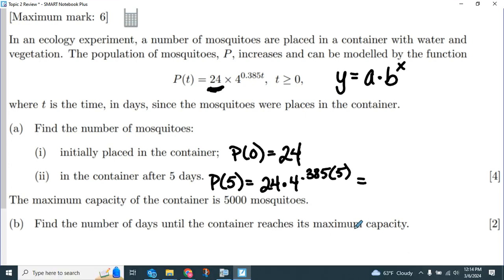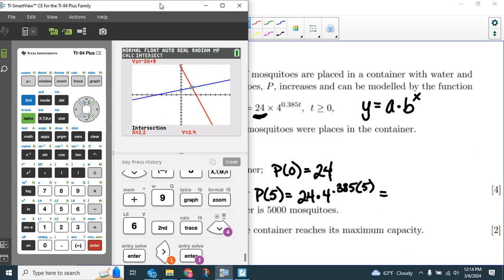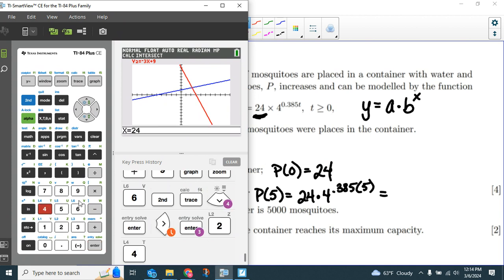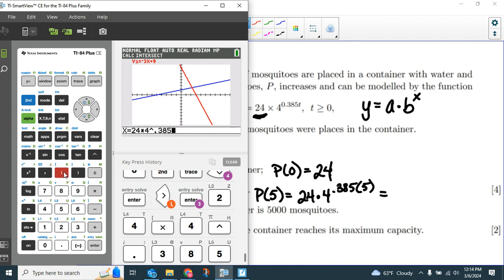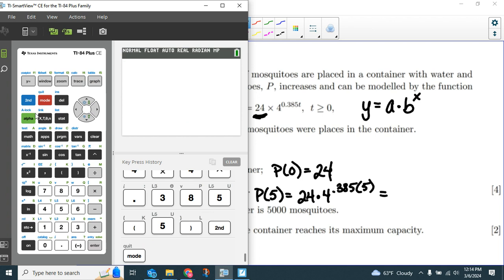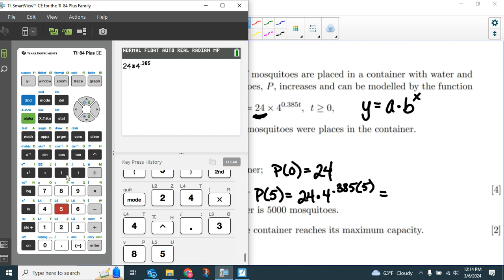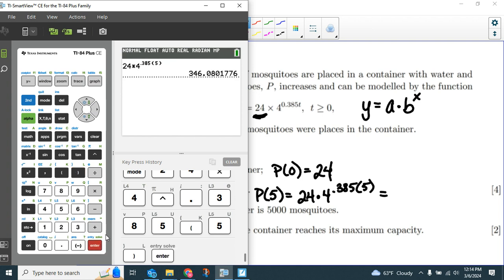All right. Again, we can just plug this right into a handy dandy calculator here. So 24 times 4 to the 0.385 times 5 power. Boom. All right.